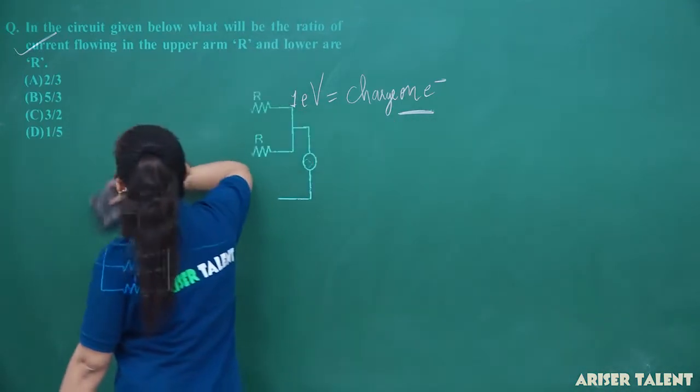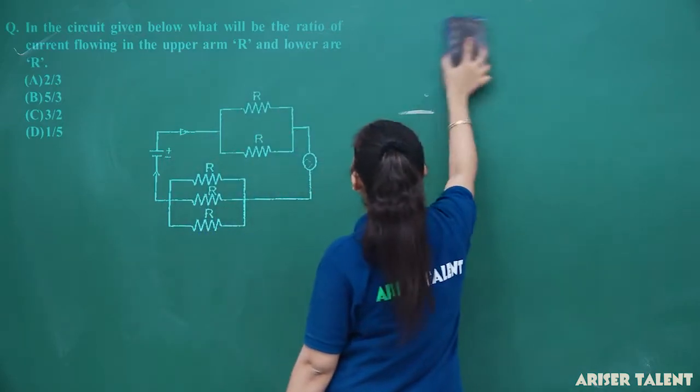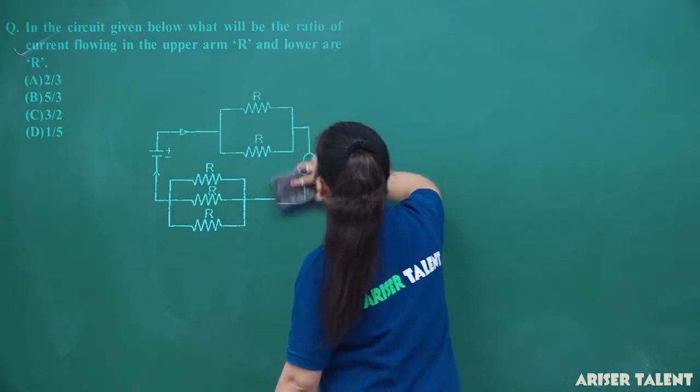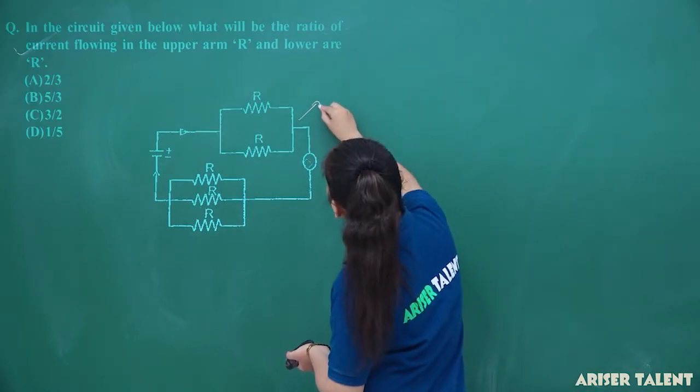In the circuit diagram shown in the figure, you have to determine the ratio of current flowing in the upper arm and the lower arm. This is our upper arm.